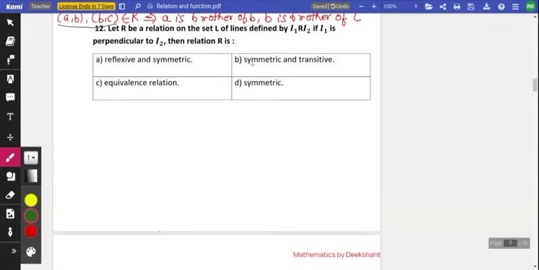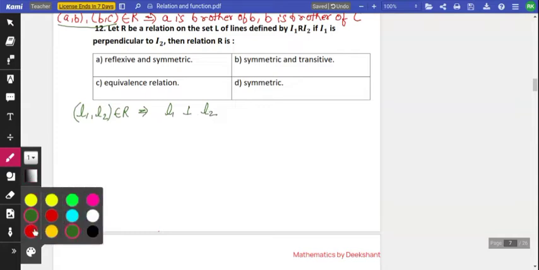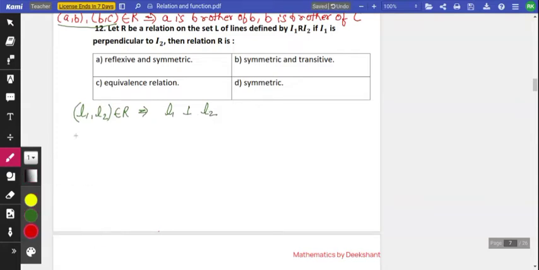Let R be a relation on the set L of lines defined by L1 is perpendicular to L2. The given relation (L1, L2) belongs to R shows that L1 is perpendicular to L2. Now we have to check whether the given relation is reflexive, symmetric, or transitive. For the given relation to be reflexive, if (L1, L1) belongs to R, it means L1 is perpendicular to L1, which is incorrect. Therefore, the given relation is not reflexive.